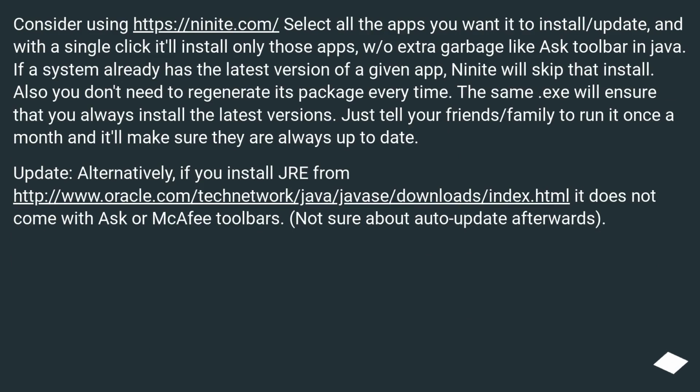Consider using this URL, Ninite. Select all the apps you want it to install or update, and with a single click it'll install only those apps, without extra garbage like the Ask Toolbar in Java. If a system already has the latest version of a given app, Ninite will skip that install. Also, you don't need to regenerate its package every time. The same exe will ensure that you always install the latest versions. Just tell your friends and family to run it once a month and it'll make sure they are always up to date.